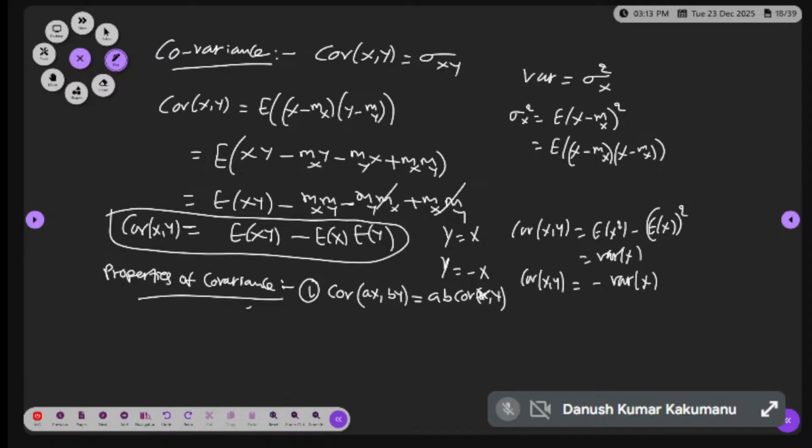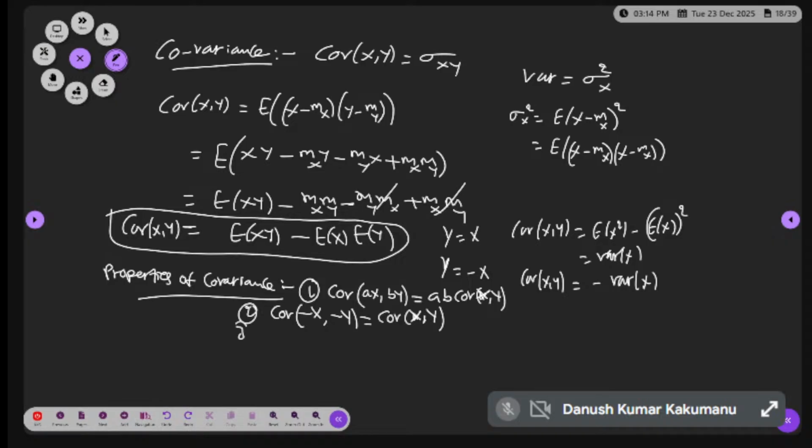Next, second, covariance of minus x comma minus y. Here a and b are minus 1, minus 1. How to get these proofs, sir? If you put all these in this formula, that is the reference for all these proofs. Understood? The covariance of minus x comma minus y is covariance of x comma y.